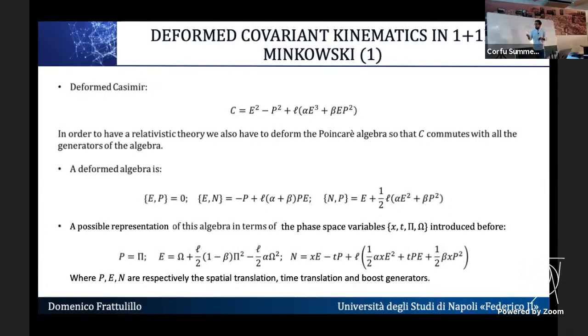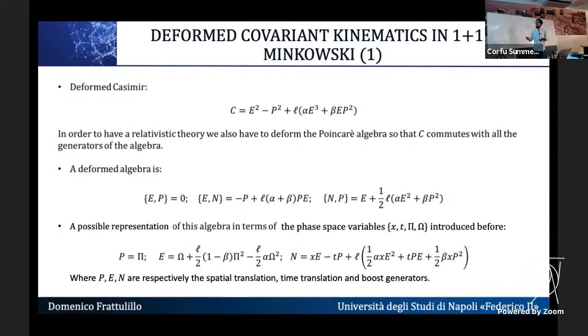And in this way, we can obtain the standard kinematics in Minkowski spacetime. But now we are interested in the deformed formulation of the kinematics in Minkowski spacetime, where modified dispersion relations are taken into account. We can do this by deforming the Casimir of the Poincare algebra in the following way.